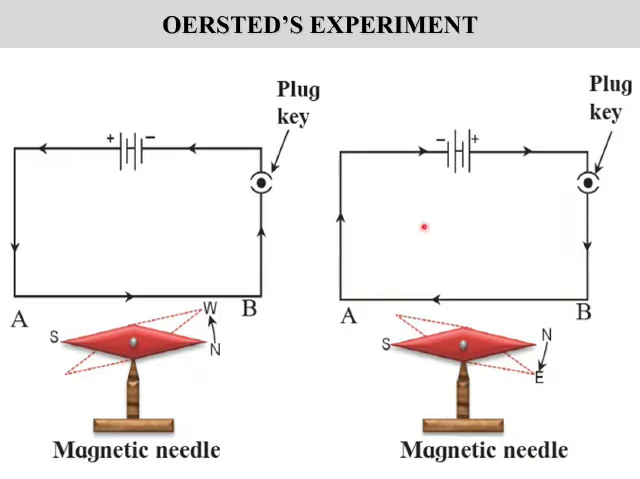Now both these diagrams have the same components, that is conducting wires. All straight lines indicate conducting wires. Then you have a battery, plug key, and a magnetic needle that has been suspended near the conducting wire. When the plug key is on, we know that the circuit is completed and current starts flowing. Now, the difference between both the diagrams is that the conventional flow of current is opposite.